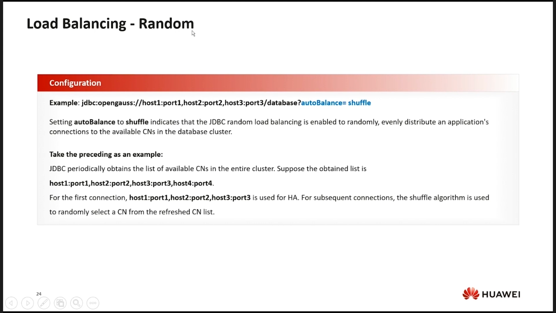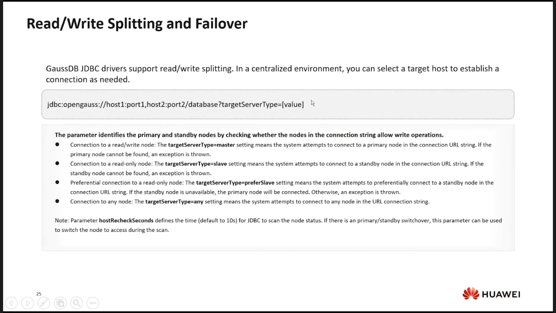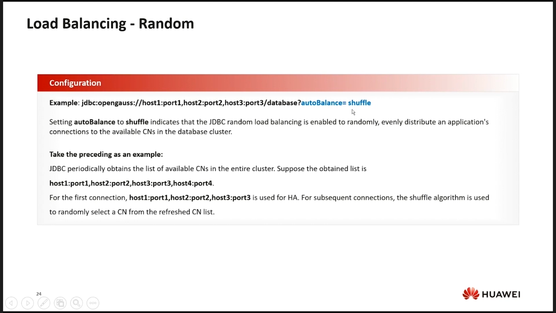Then we have our random algorithm. For the random algorithm, we need to put auto balance equals shuffle. So it's the shuffle algorithm. Each time JDBC wants to choose a host, it will shuffle the list of hosts randomly. Then it will pick the first host in the shuffled list.